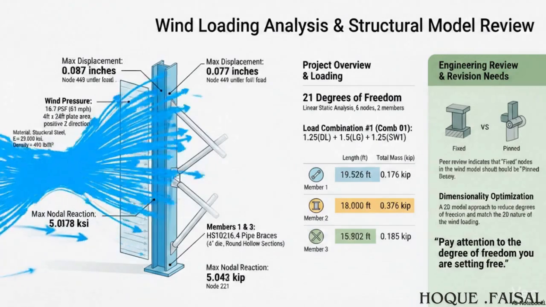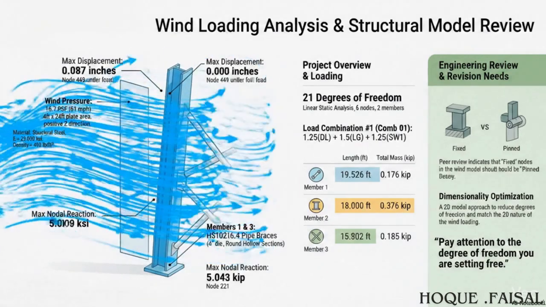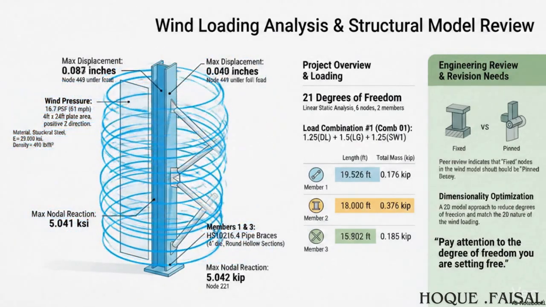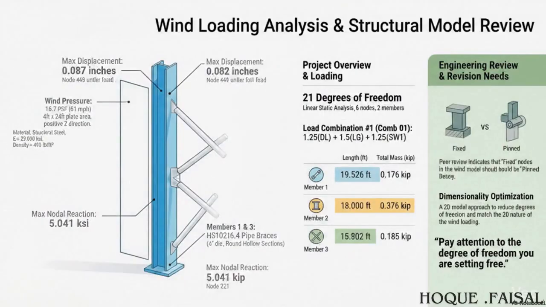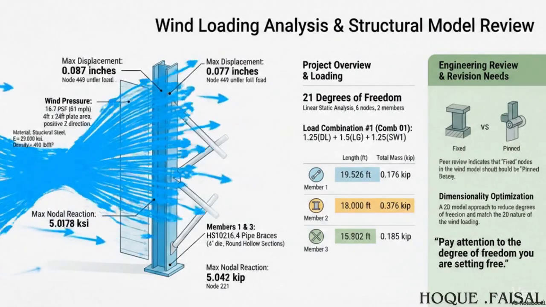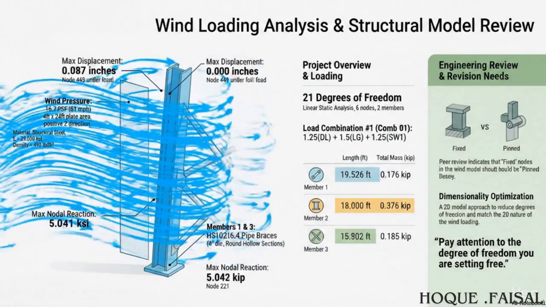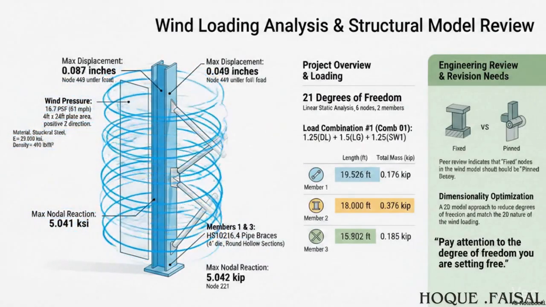Movement left and right, that's X. Movement up and down, that's Y. And rotation on the page, that's rotation around Z. That's it, 3 degrees of freedom. It sounds much more manageable. It's very hard to screw that up. You pin the bottom, you put a roller support at the top, done.